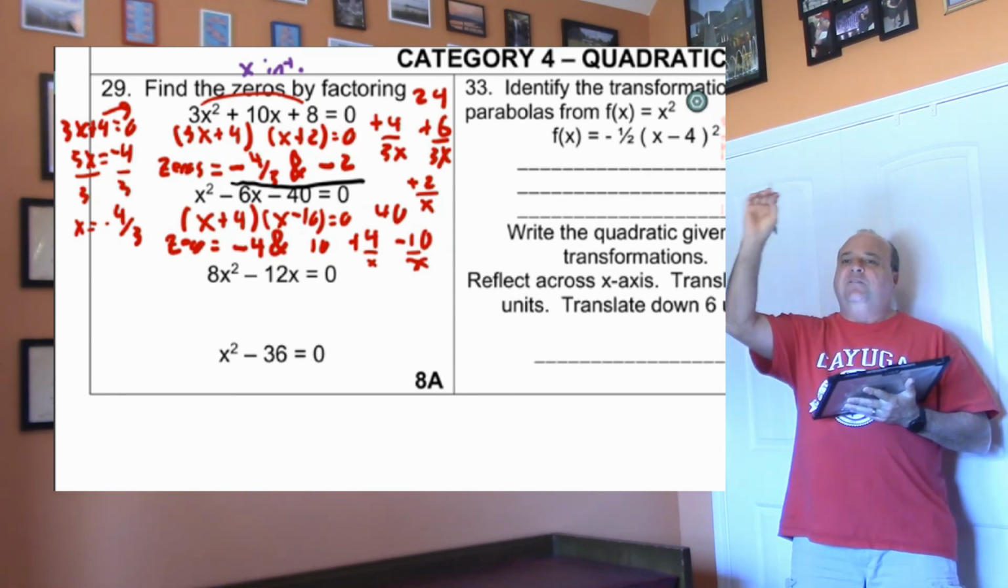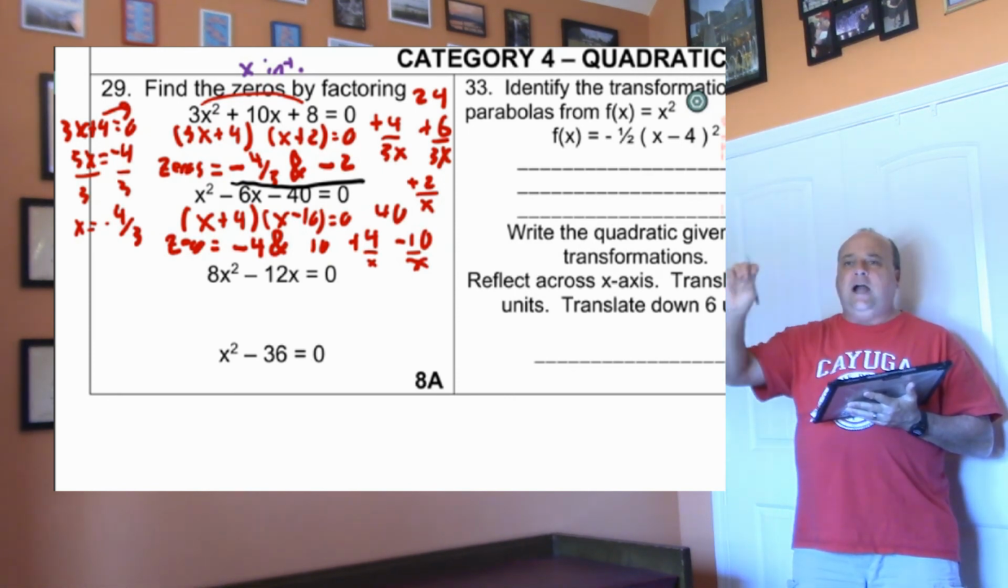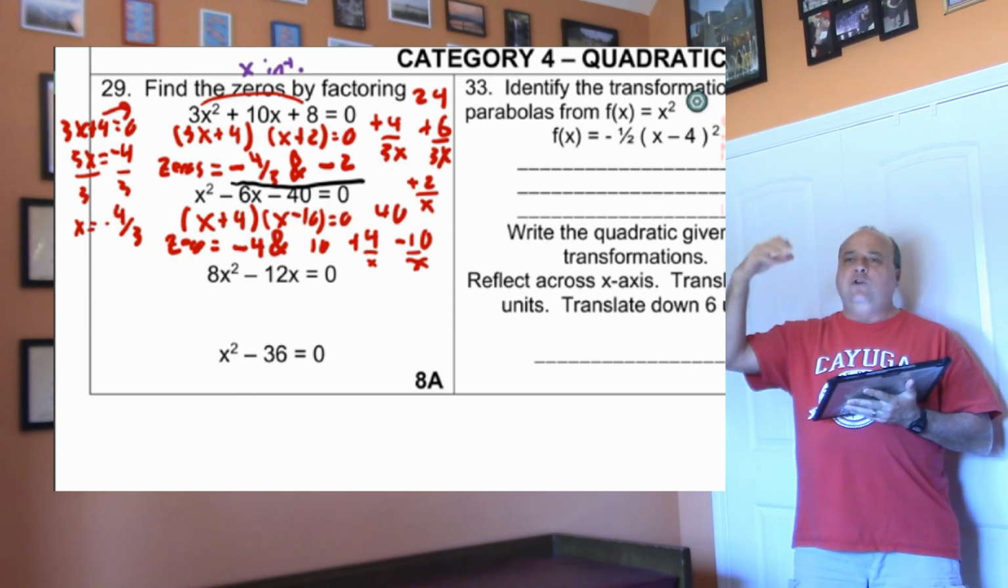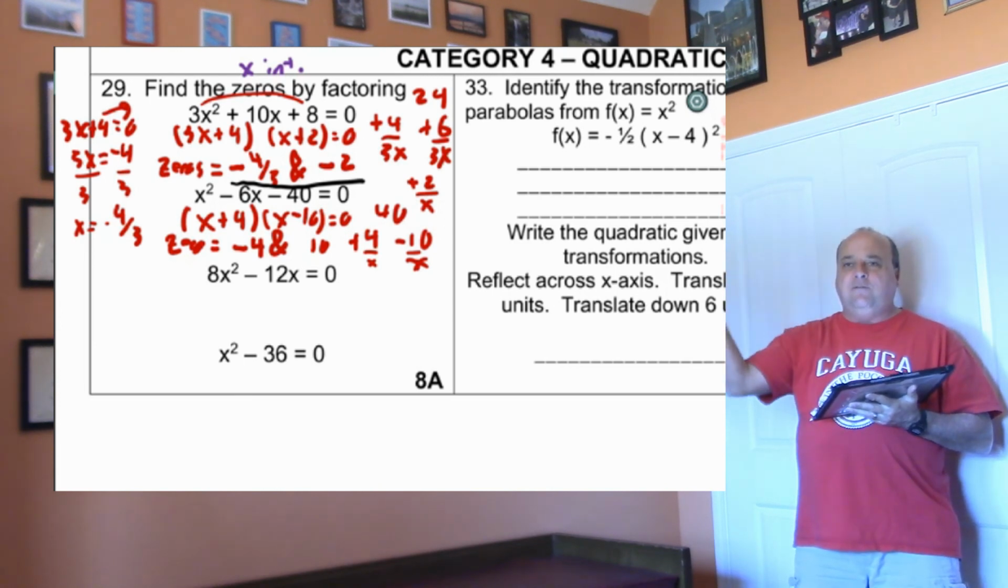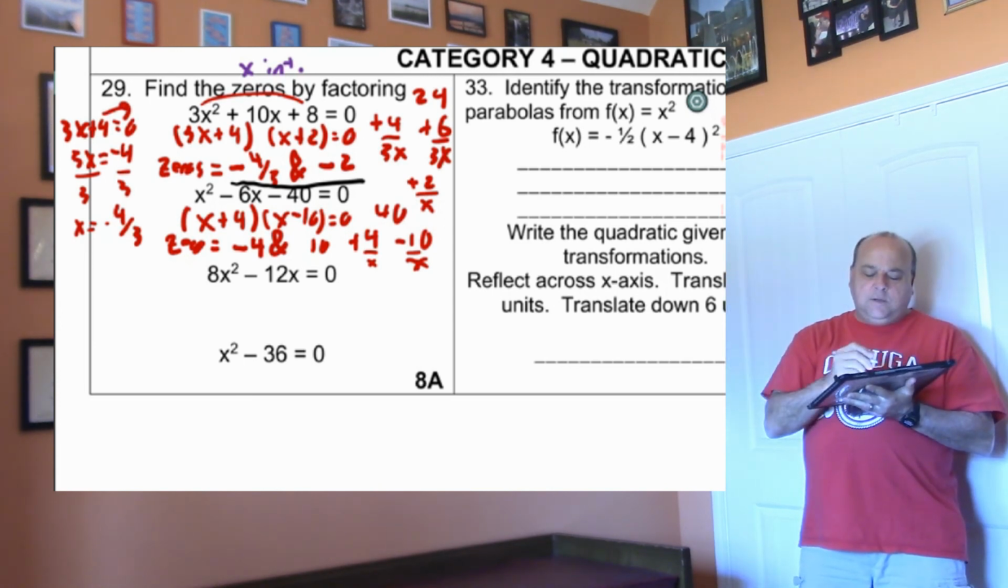Just remember, the factors and the zeros will have opposite signs. If you have a number in front of x, you'll have a fraction. Let's go to the next one.